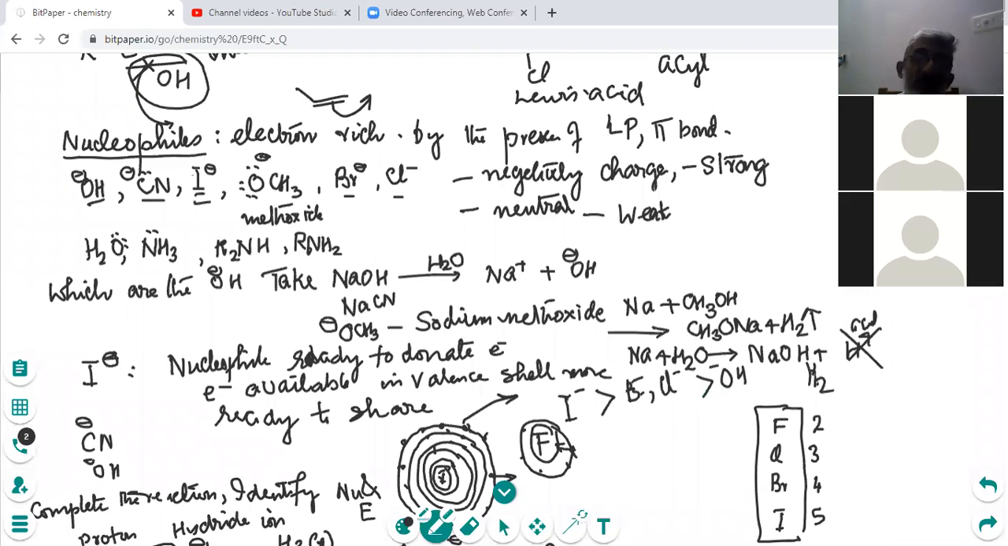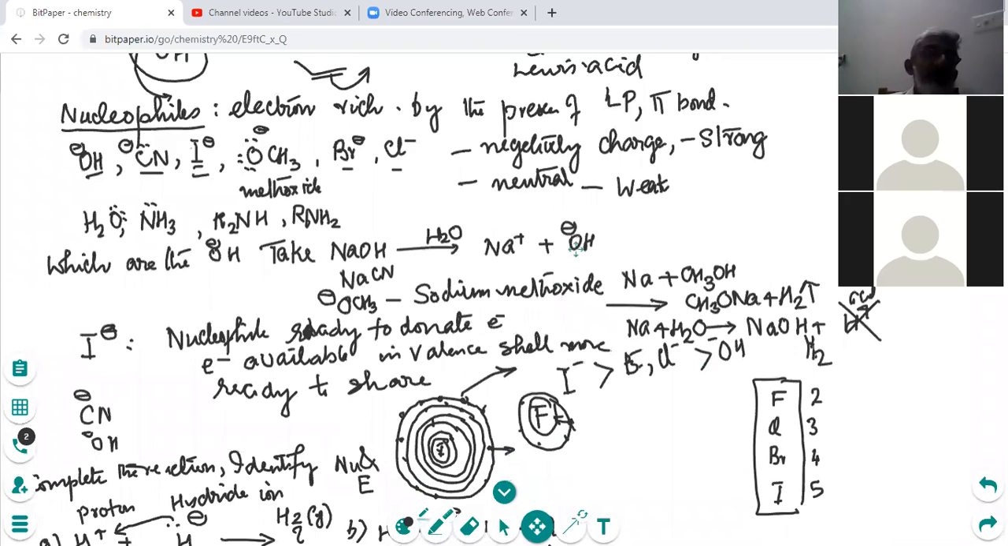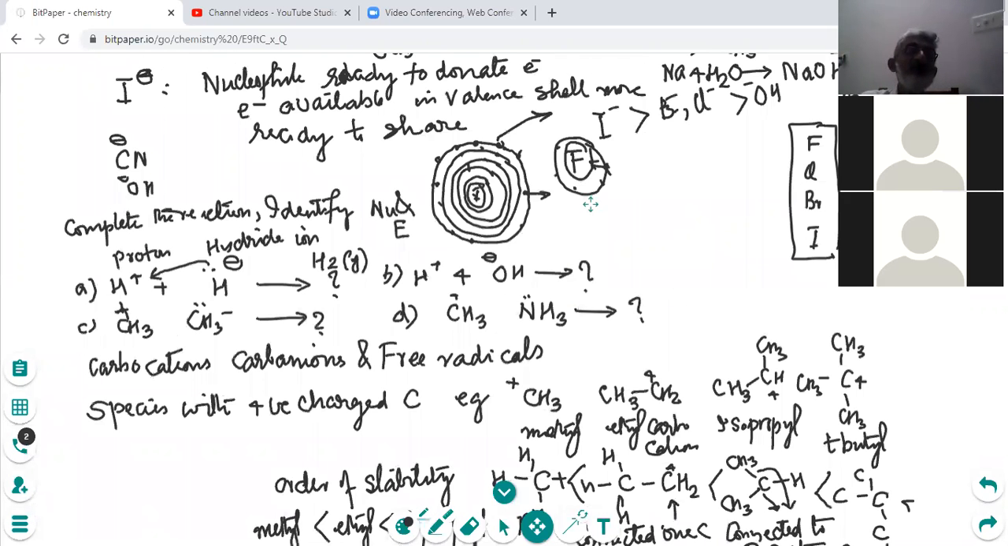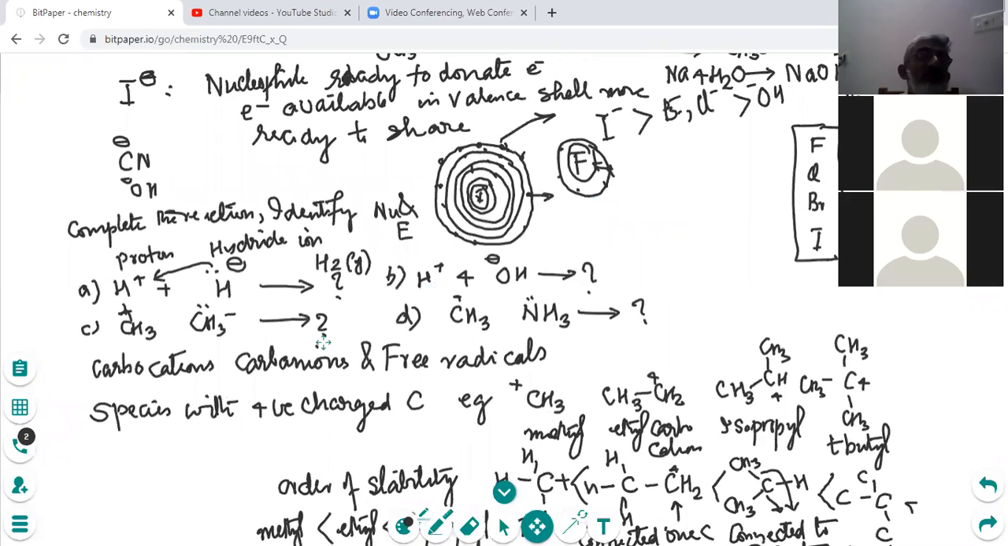Now let's look at reaction intermediates. We can think of reactions between electrophiles and nucleophiles. Okay, just see the reaction. Let me wipe this out.